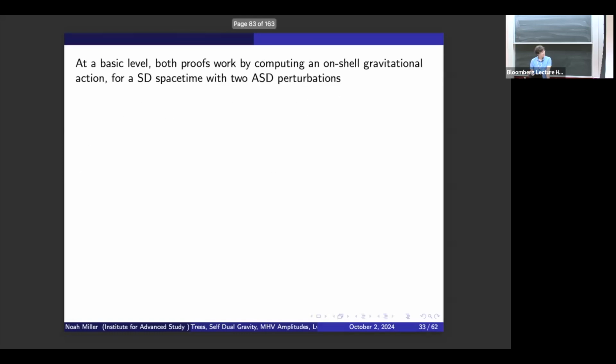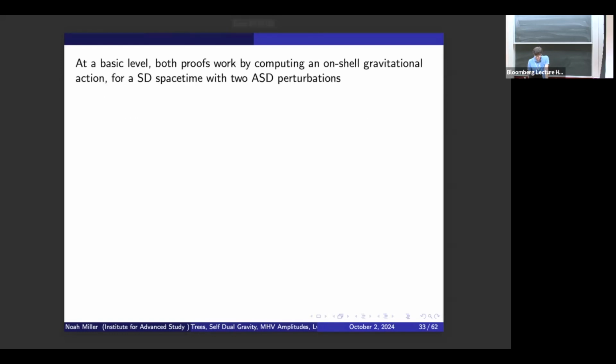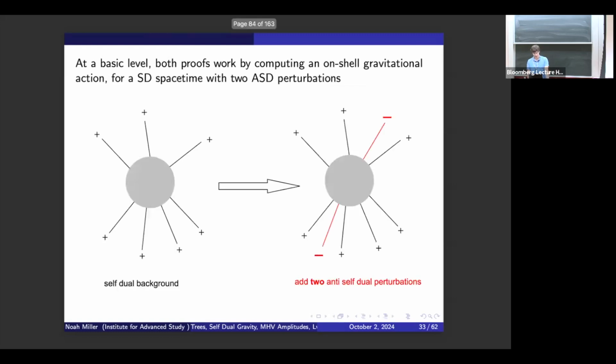So right, how does this proof work? Once you have the metric of the positive helicity gravitons, you've solved half the battle. So both this proof and the Mason-Sharma proof, on a basic level, work by computing an on-shell gravitational action for a self-dual spacetime, where you then add two anti-self-dual perturbations. So if you have a self-dual metric made up of a bunch of positive helicity gravitons, if you then add in two negative helicity gravitons, now you get a spacetime corresponding to the MHV process.